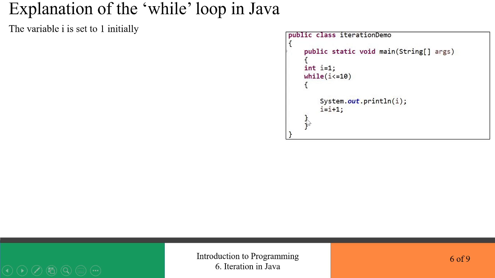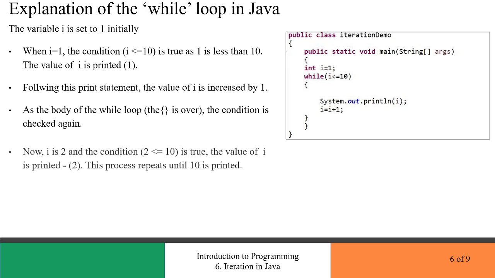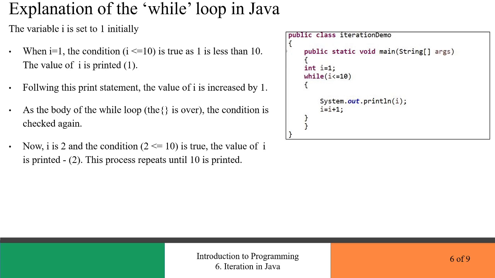The control reaches the end of the loop. What happens now is the condition is checked again. The value of i is 2 now. As 2 is also less than or equal to 10, the value 2 is printed. Now, following this, the value of i is increased by 1 to 3. And again, as the control reaches the while statement, the condition is checked again. This repeats itself for 4, 5, 6, and up to 10.